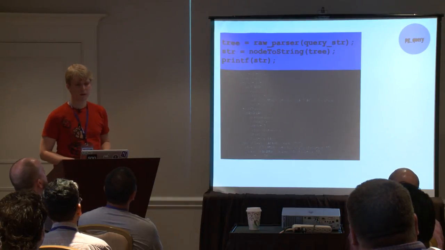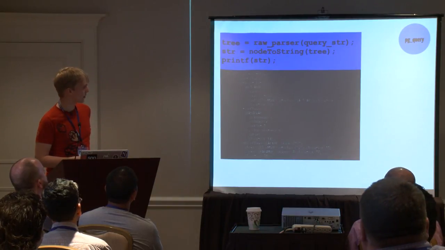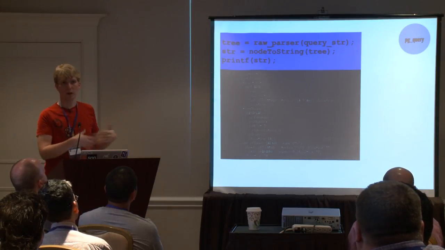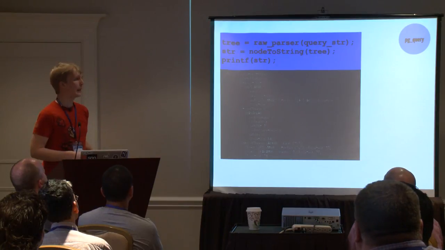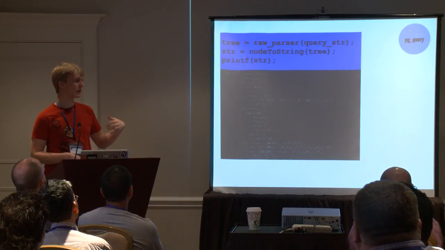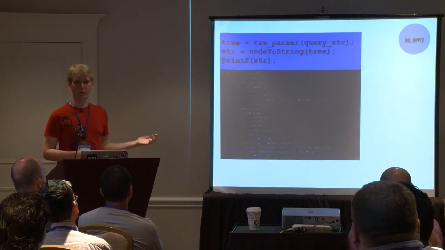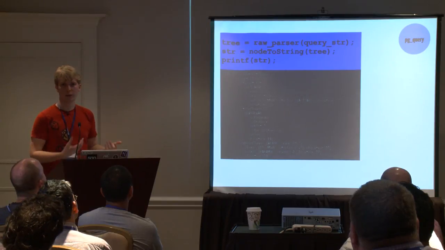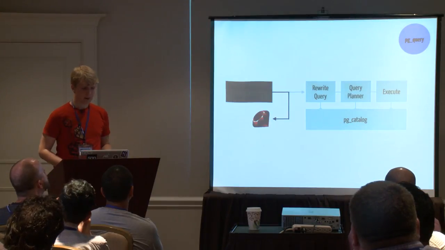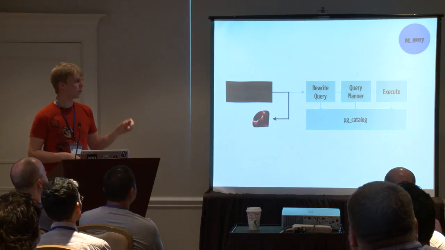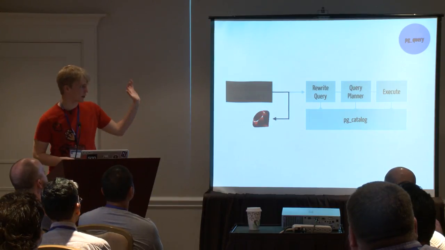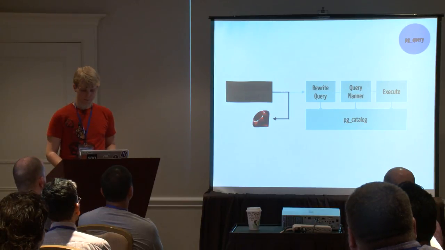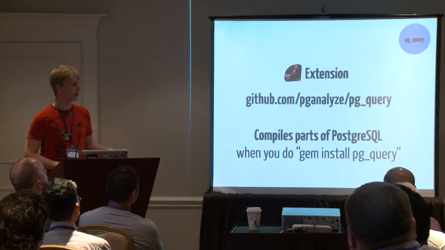And so the good thing is if you go into C, you can actually do this. You can call the raw parser and then do node to string, which is a debug function. Then you can print the string and you actually get the internal representation. There is a format for it. It's a really weird format, but this works. If you used a normal Postgres and went into GDB, you could do this. So what we did with pgquery was basically use that, cutting off the whole catalog access part and saying we want to run the parser independently.